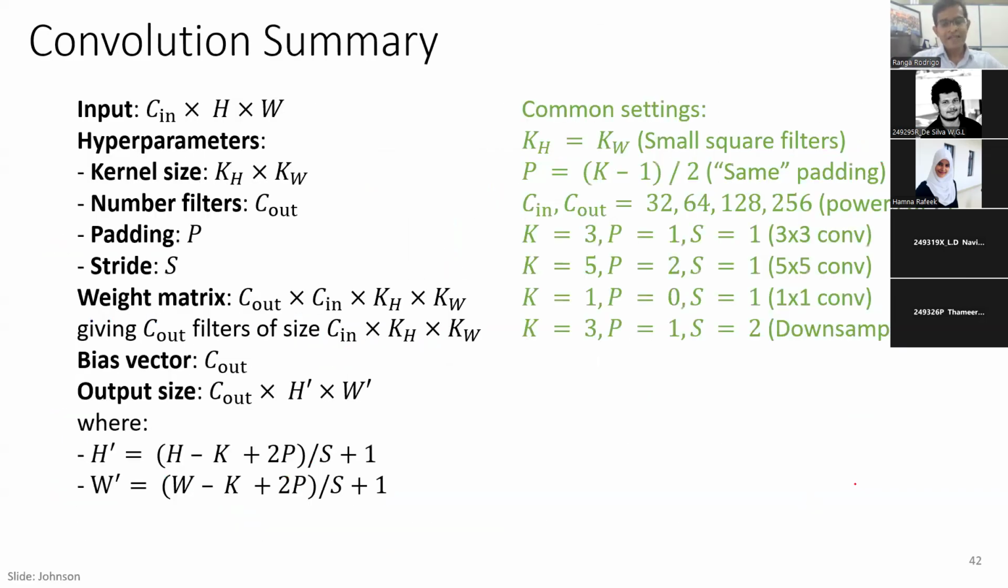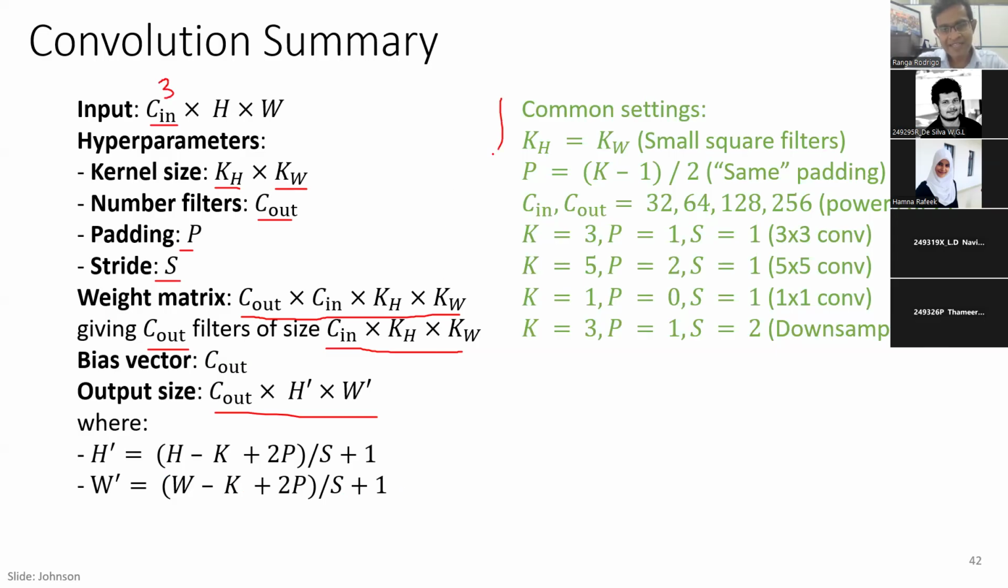Okay. Yes. So if you summarize the things that we discussed, the input size is, for example, C in times H times W image, hyperparameters are width of the kernel and the height of the kernel, number of channels is C out, the number of kernels, padding is P, stride is S. So weight matrix will be C out times C in times KH times KW, giving out C out number of filters of size C in times KH times KW. Output size will be C out times H prime times W prime. H prime we can compute by H minus K plus 2P divided by S plus 1. W prime is W minus K plus 2P divided by S plus 1.